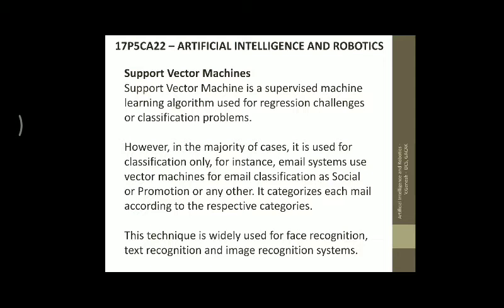So here, when the email system receives the email, then it analyzes the email content, then it automatically categorizes the email and puts the email in the social folder or in a promotion folder, or it may be any other folder according to the analysis. So this is done by the support vector machine algorithms. This technique is widely used for face recognition, text recognition, and image recognition systems.